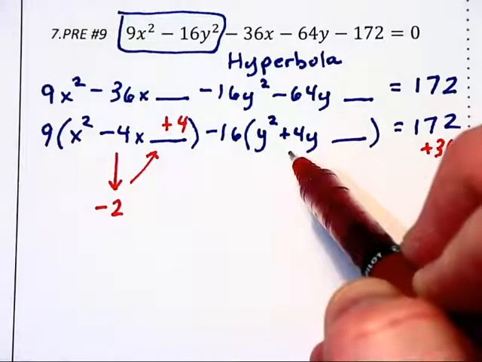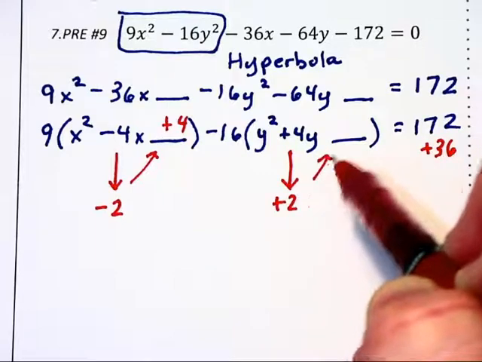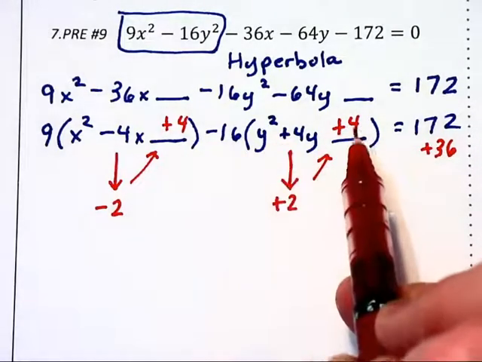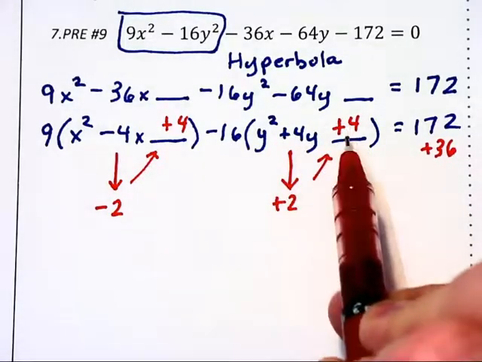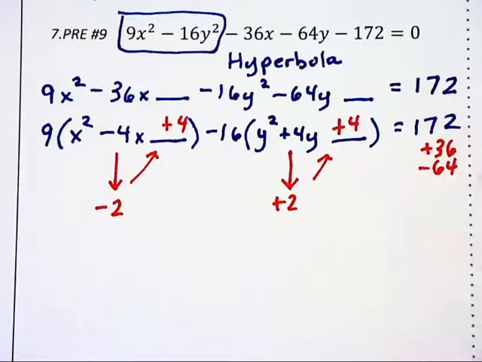Likewise, inside the y grouping, the 4 cuts in half to a 2, which in turn squares to a 4. But that's not a 4. It's really negative 16 times 4. We've really subtracted 64 on the left, so we need to subtract 64 on the right-hand side also.